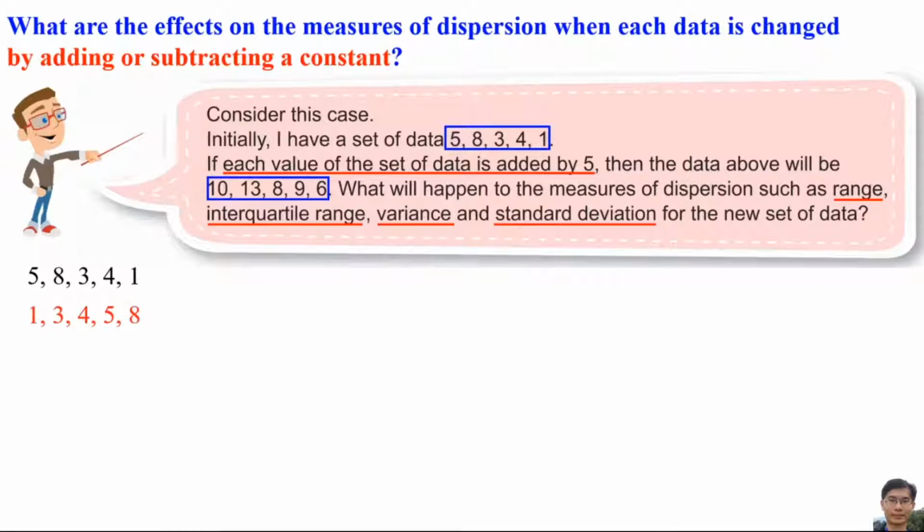Firstly, sort the data from small to big. Then the range is equal to the maximum value minus the minimum value. 8 minus 1 equal to 7. The interquartile range is equal to... Okay, please write down your answer for the interquartile range, thank you. What value minus what value?